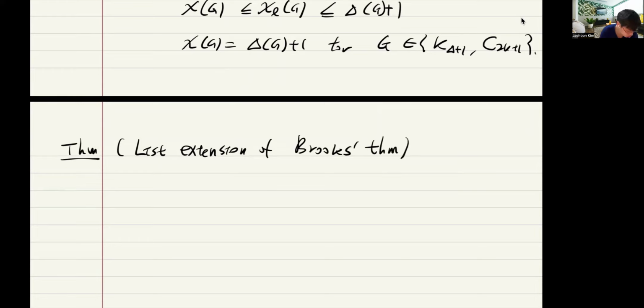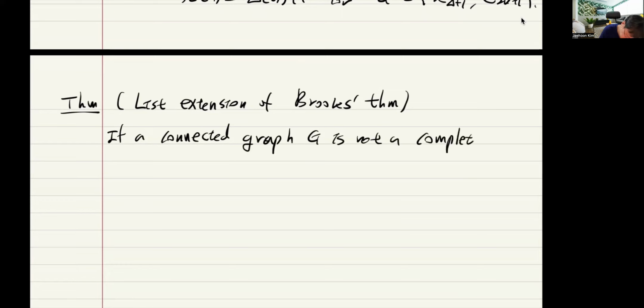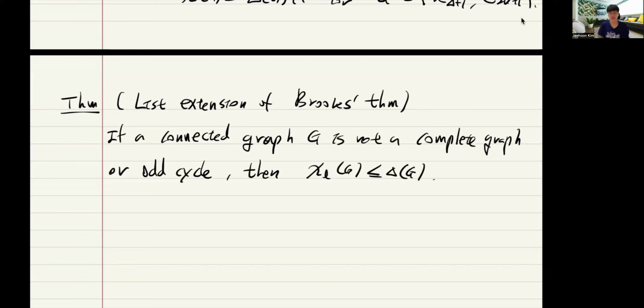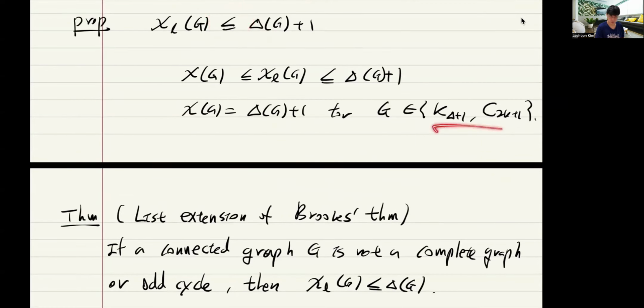Which is called the list extension of the Brooks theorem. It says that if a connected graph G is not a complete graph or whole cycle, then its list chromatic number is at most its maximum degree. So that shows that the equality here holds only for these two classes of graph. And also equality here holds only for these two.